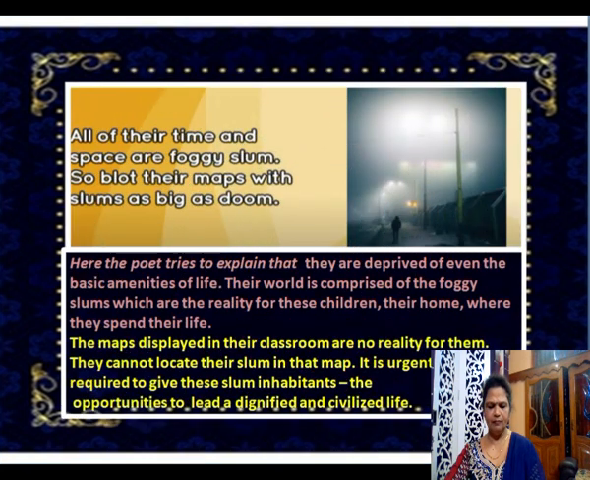All of their time and space are foggy slum. So blot their maps with slums as big as stone. Here the poet tries to explain that they are deprived of even the basic amenities of life. Their world is comprised of the foggy slums, which are the reality for these children, their home where they spend their full life. Now, the next line.